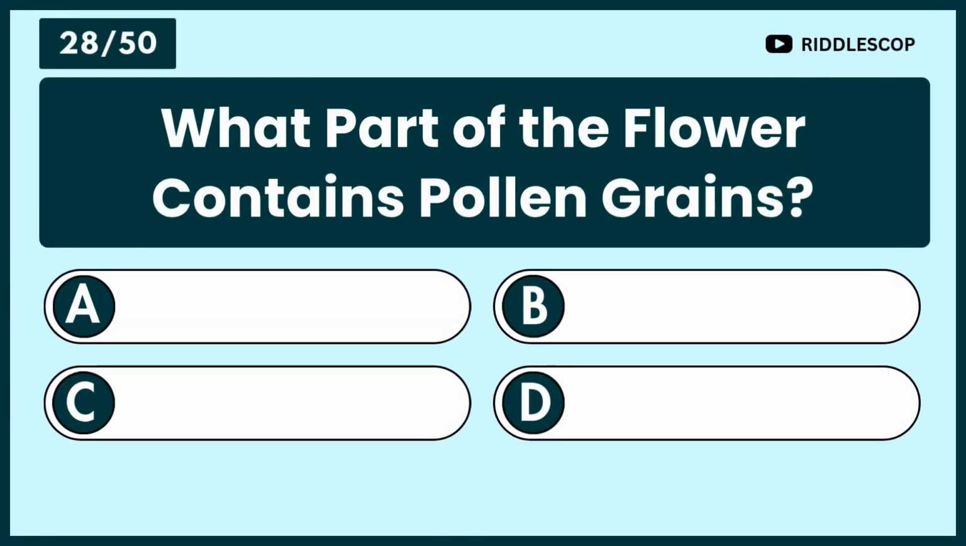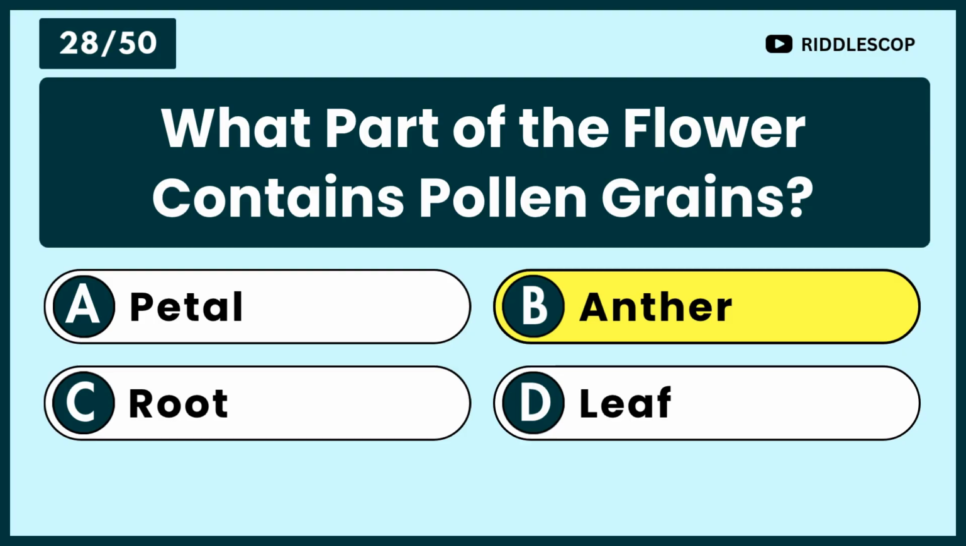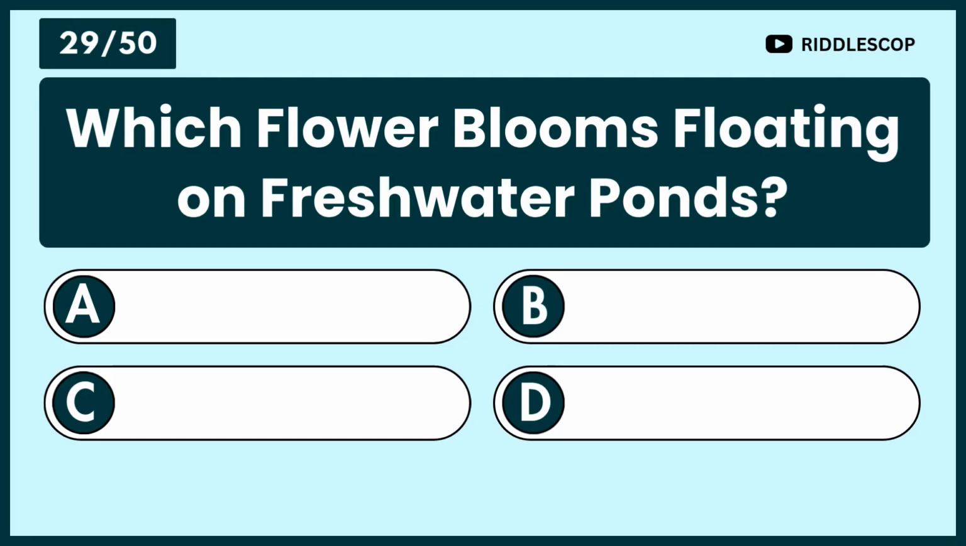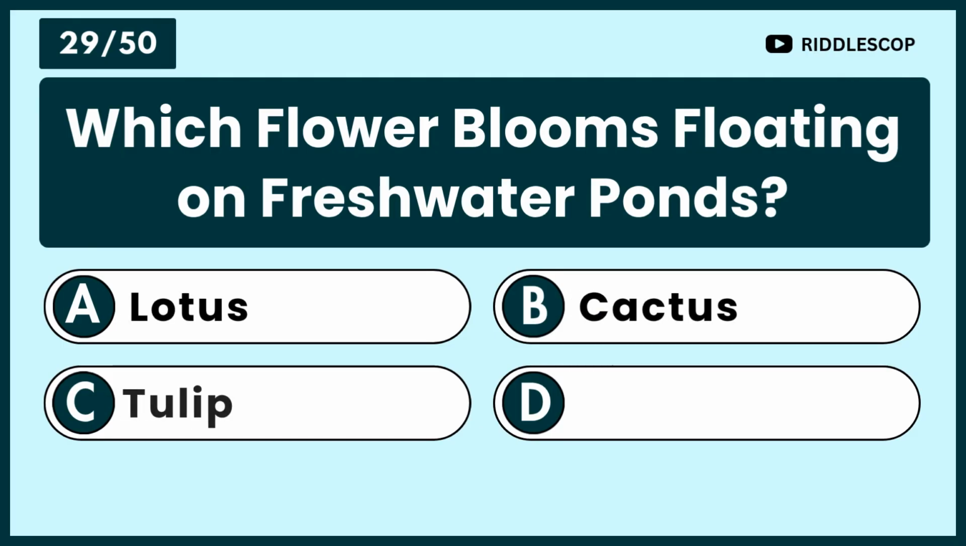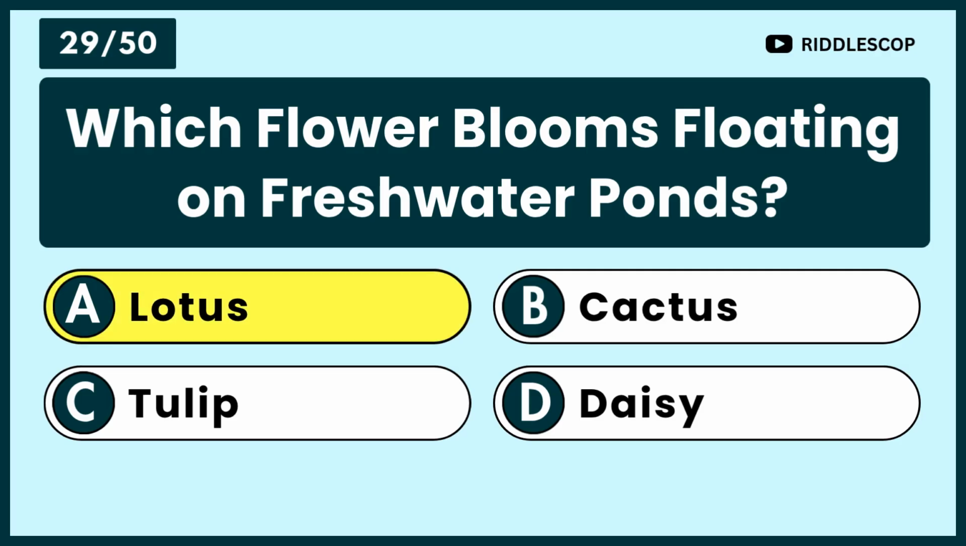What part of the flower contains pollen grains? Option B. Anther. Which flower blooms floating on freshwater ponds? Option A. Lotus.